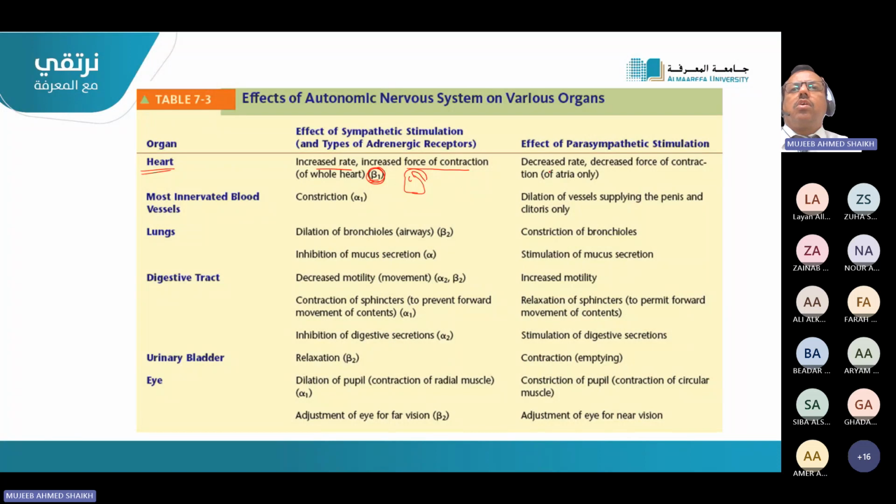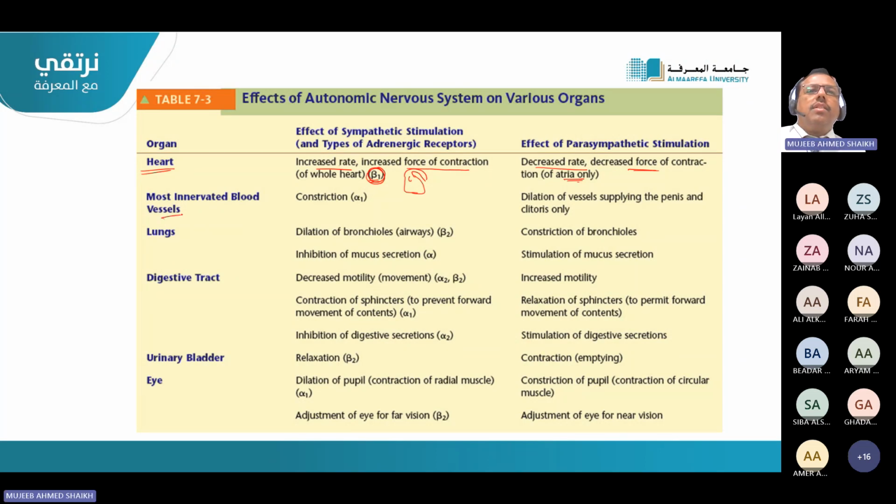Heart rate will increase, force also increases. Parasympathetic, if it is stimulated, it will cause the opposite effect: decreased heart rate and decreased force of contraction of the atria only. So it is mainly acting on the atrium.